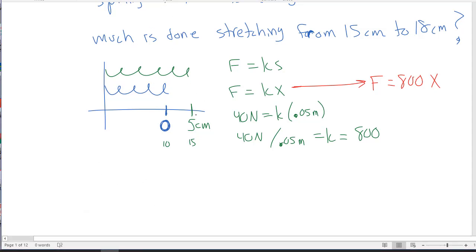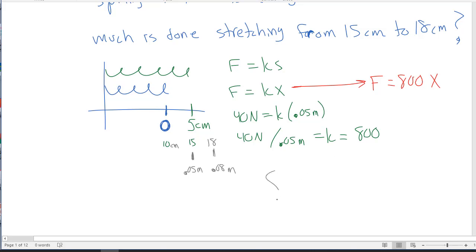Let me change colors to gray. How much work is done in moving the spring from 15 centimeters to 18 centimeters? Now again, remember this X measurement is a displacement. So we're technically going from a displacement of 5 centimeters to a displacement of 8. So we're really going from a displacement of 0.05 meters to 0.08 meters. We had 10 centimeters as our original length, and we're going from 15 to 18, so that's a displacement of 0.05 to 0.08.